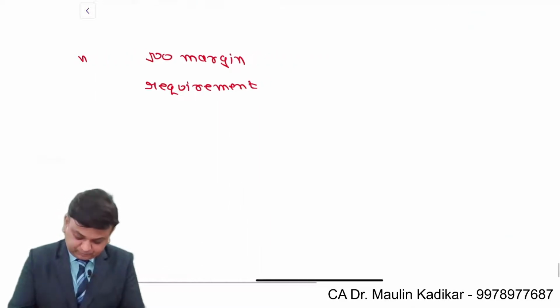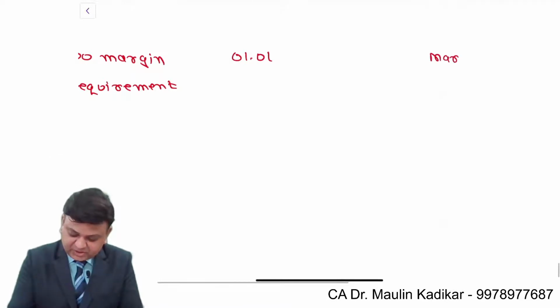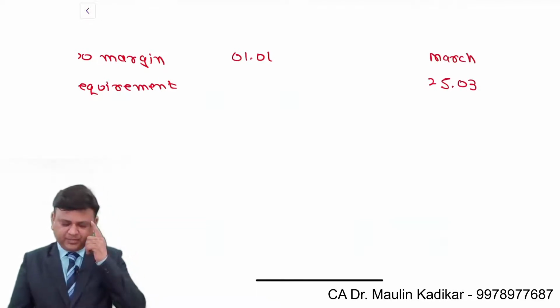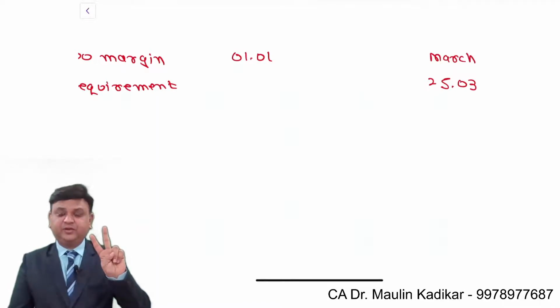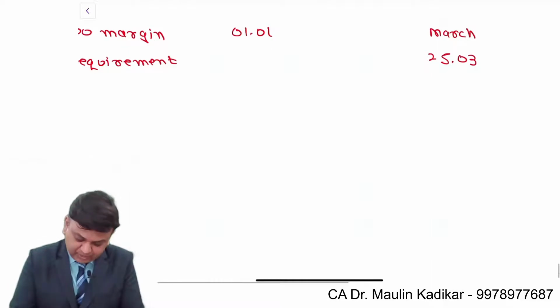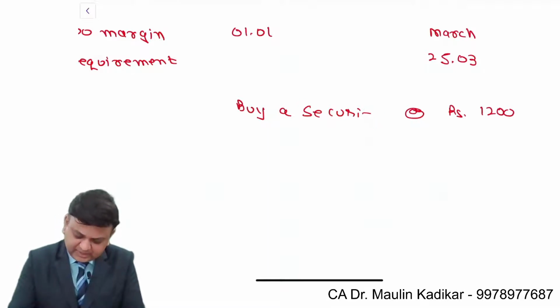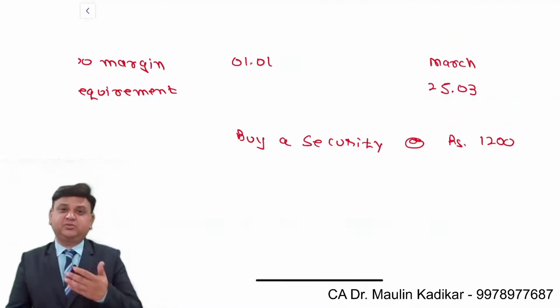For example, today's date is 1st of January. Let us say that for the month of March, the futures contract is entered upon, which is going to expire on 25th of March. Listen carefully to what I am going to speak. On 1st of January, for 25th of March, I enter into the transaction to buy a security, let us say at the rate of rupees 1200. That is the price at which I have entered into the transaction to buy.